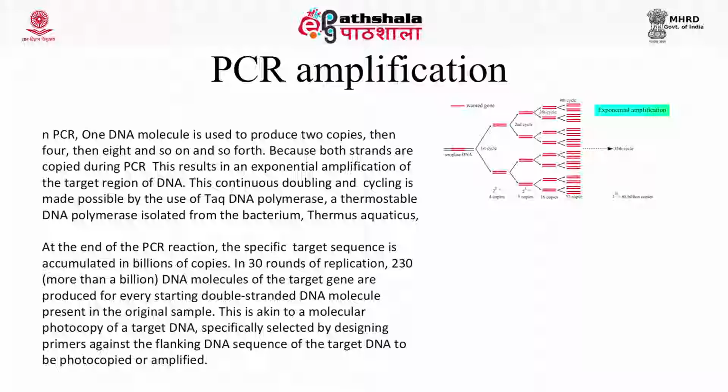In 30 rounds of replication, 2 raised to power 30, that is, more than a billion DNA molecules of the target gene are produced for every starting double-stranded DNA molecule. This is akin to a molecular photocopy of a target DNA, specifically selected by designing primers against the flanking DNA sequence of the target DNA to be photocopied or amplified.